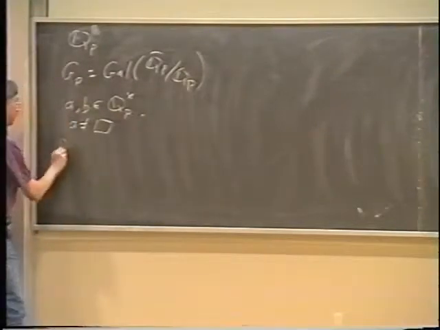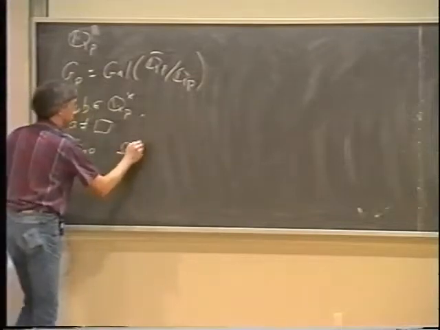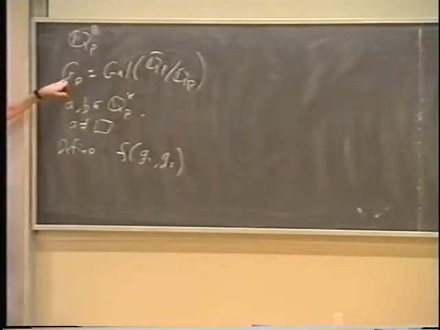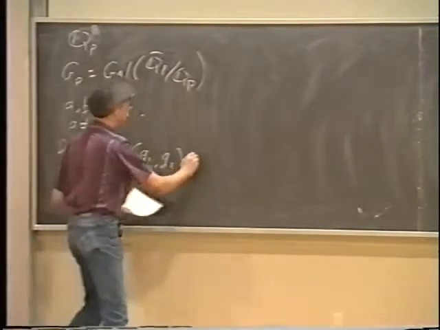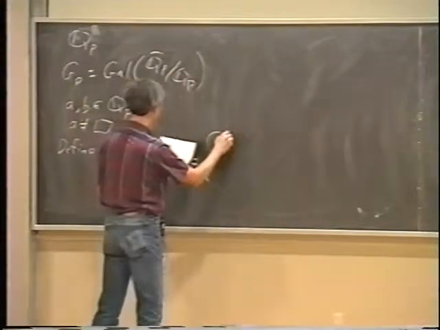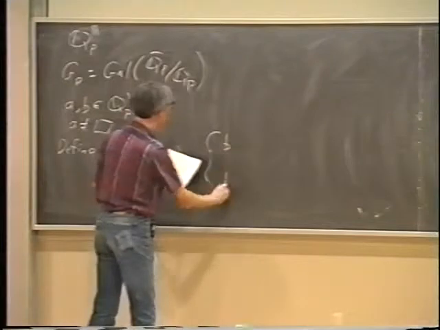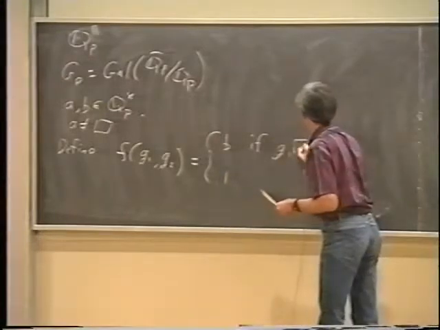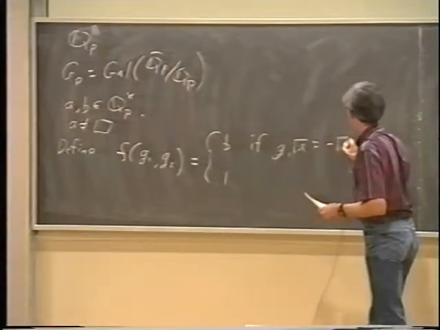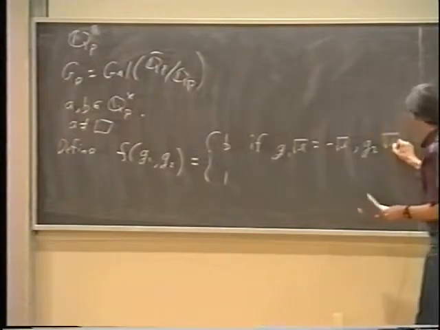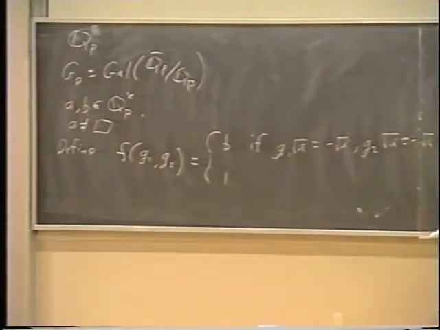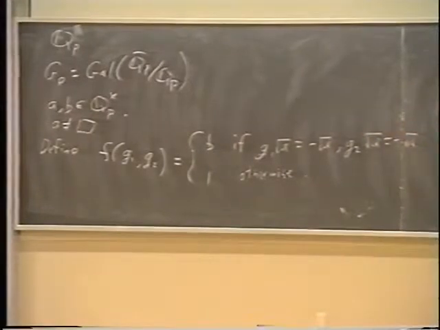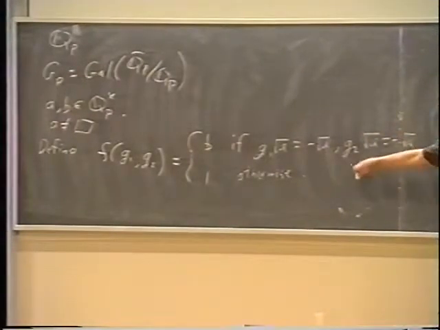So then we can define F of g1 and g2, where g1 and g2 are coming from the only group we have here, GP, to be b, or 1. b is if g1 of square root of a is minus square root of a, and g2 of square root of a is minus square root of a, and 1 otherwise. Well, it's a straightforward check to see that F is a cocycle.